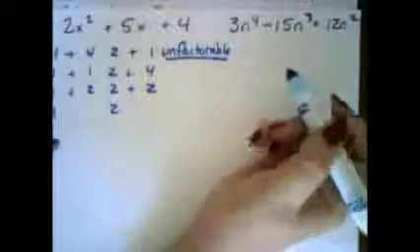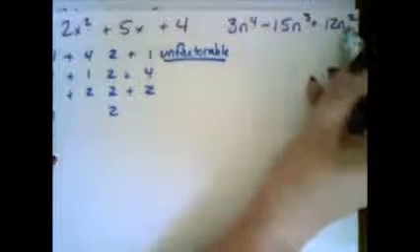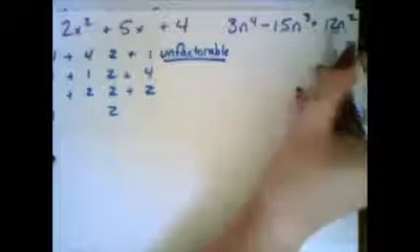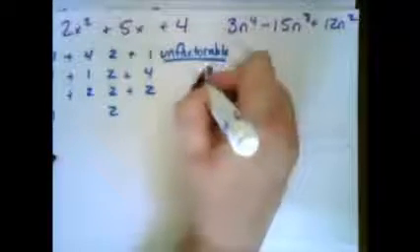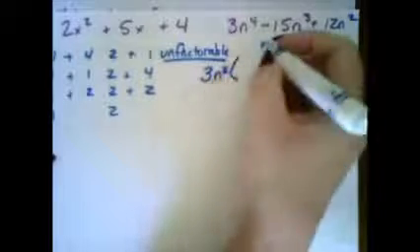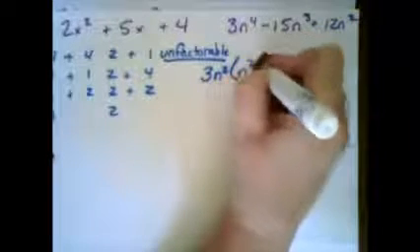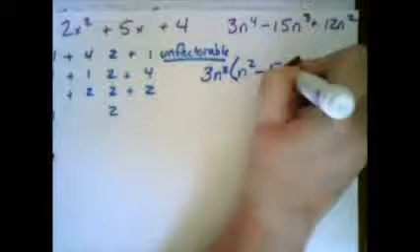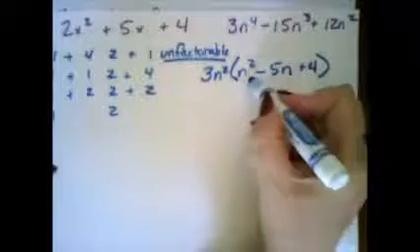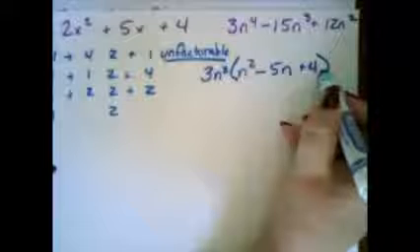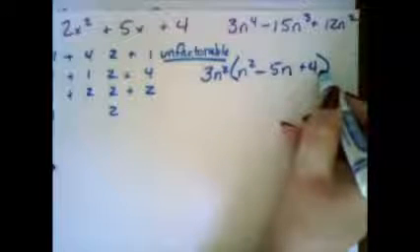Let's try this one. Well, I can see that we're going to take 2 n's and a 3 out of everything. So we're going to take out 3n squared, and we're going to be left with n squared minus 5n plus 4. And the question is, can we do anything with this to factor it?